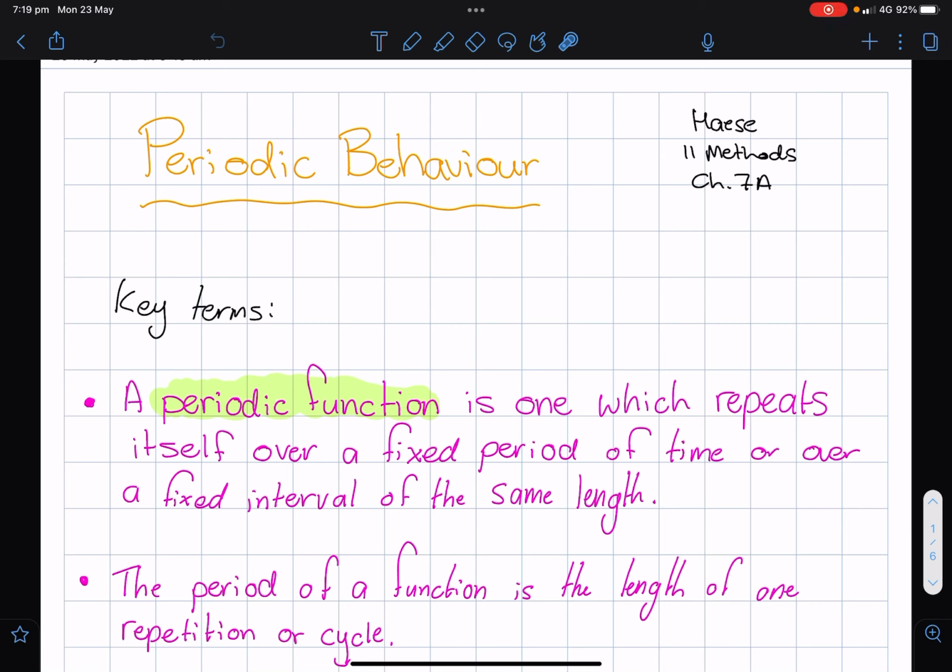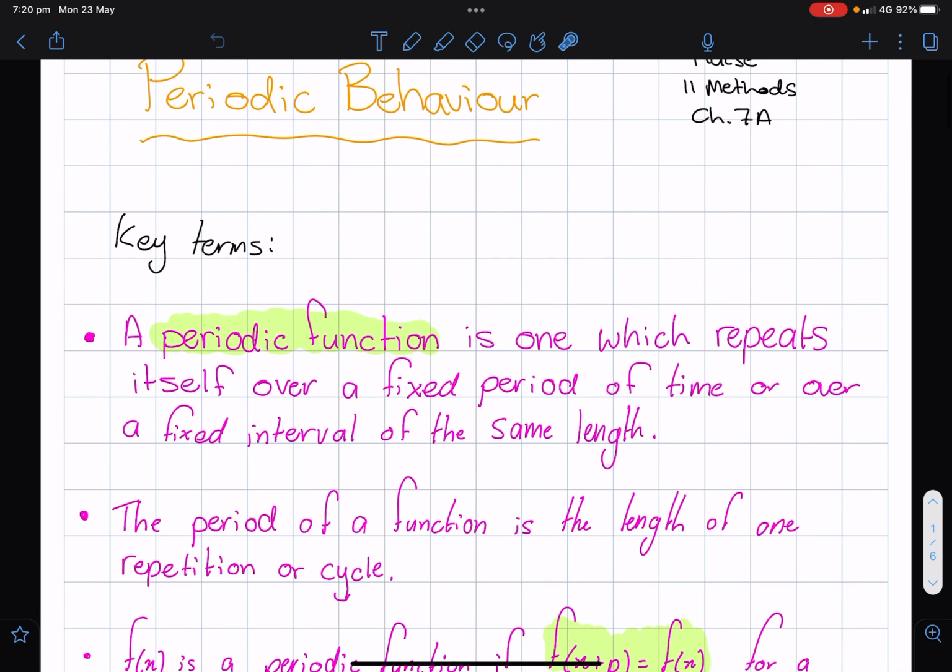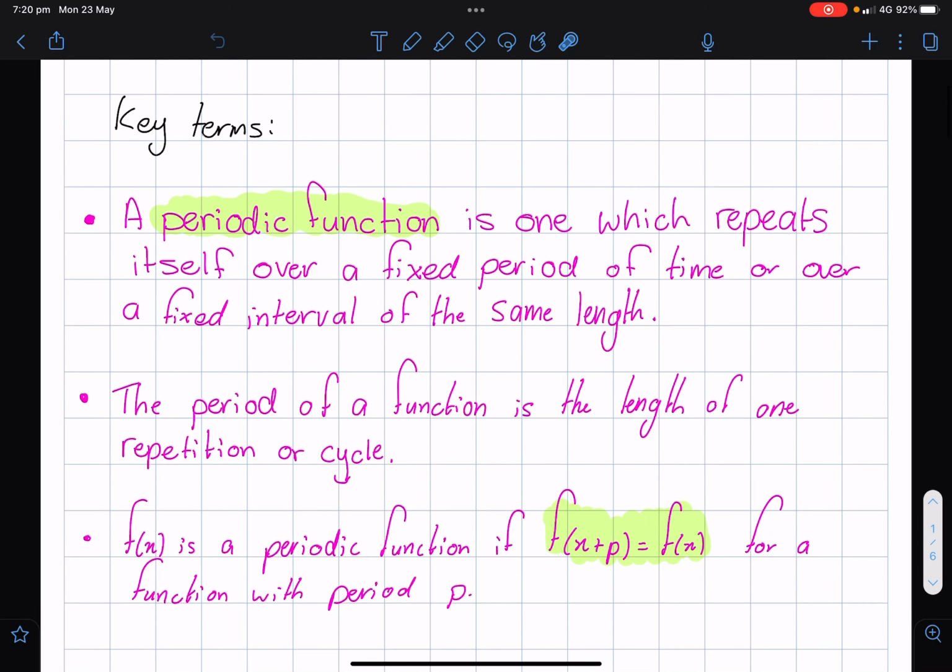So key terms. A periodic function is one which repeats itself over a fixed period of time or over a fixed interval of the same length. The period of a function is the length of one repetition or cycle. And then f of x is a periodic function if f of x plus p equals f of x for a function with a period p. All right. So what this essentially means is once we get to f of x plus p, we'll get the same as f of x.